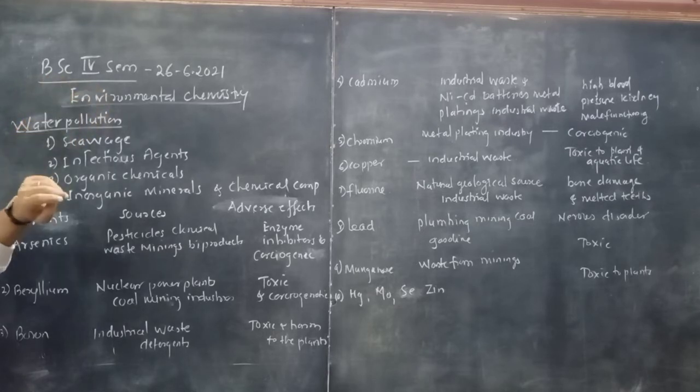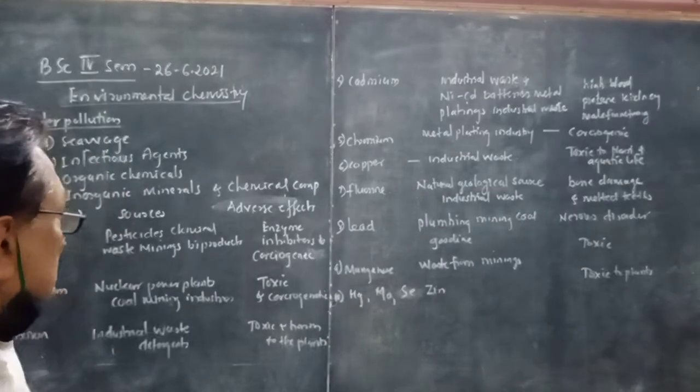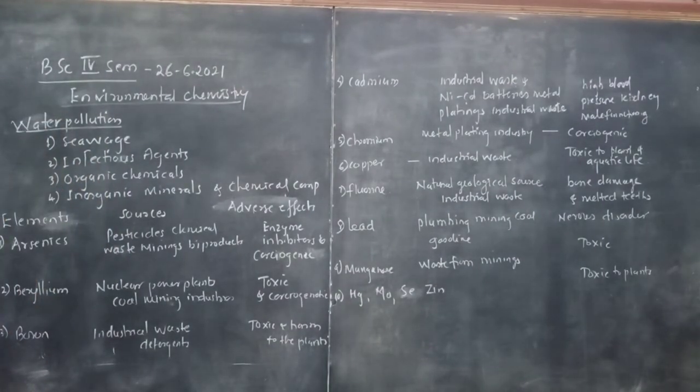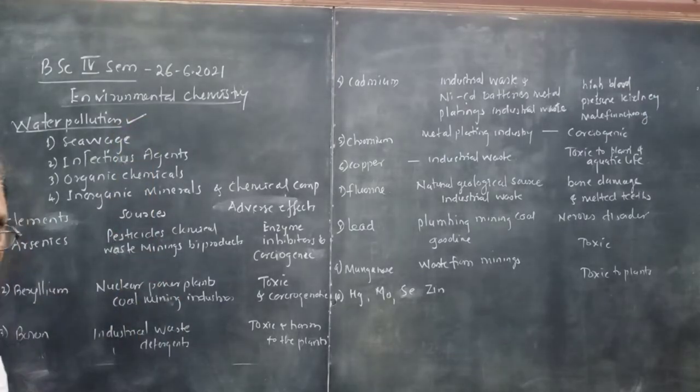For the BSc 4th semester, the environmental chemistry has already started, and in the previous class the points discussed were what the main pollutants are, that is air pollutants, how these air pollutants are eliminated, and what their adverse effects are, all of which were completed in the previous class. Now we go to water pollution.